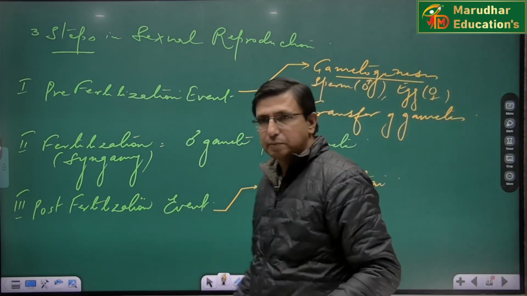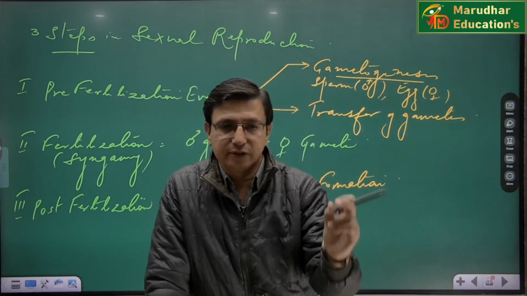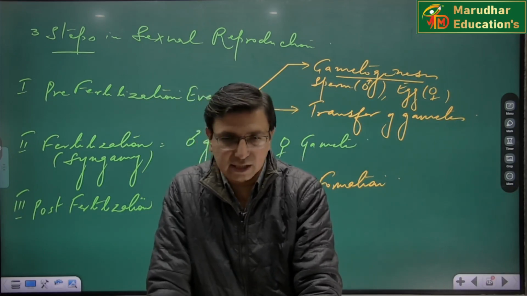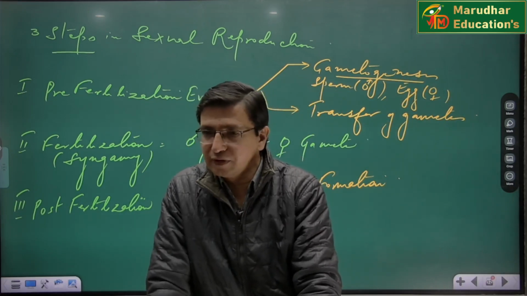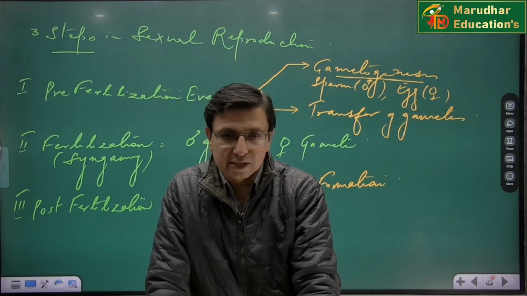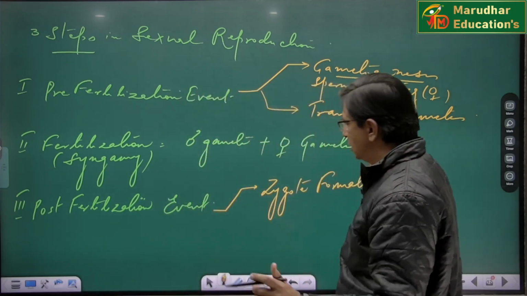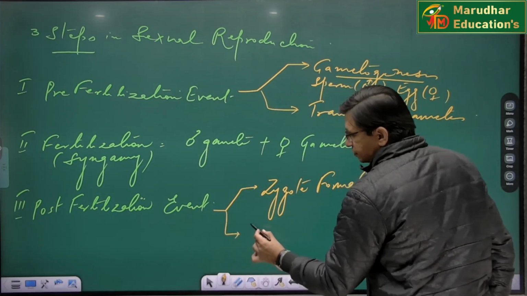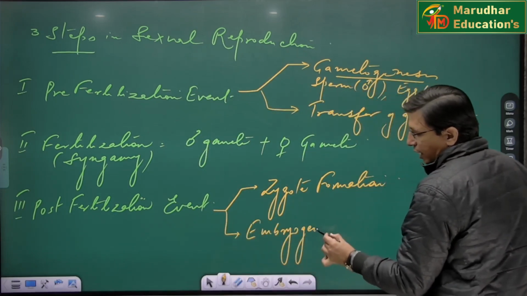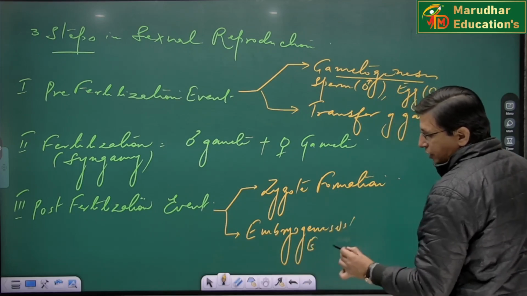See, all human beings or all animals have started their life with a single cell called zygote. We all started our life as a zygote, where? In the body of our mother, right? We all mammals have started our life as a single cell zygote. This zygote gives rise to what? Embryo. We call it embryogenesis or embryo formation.